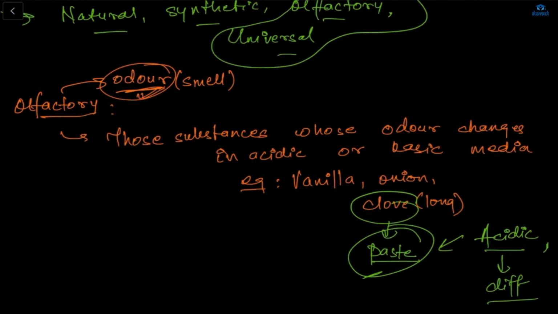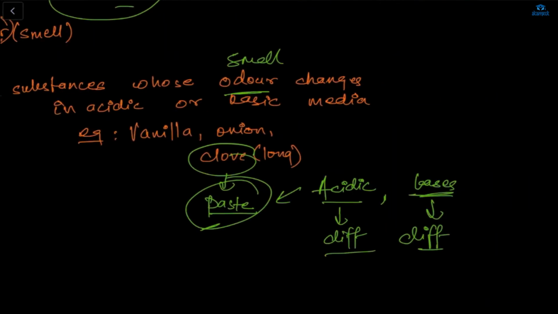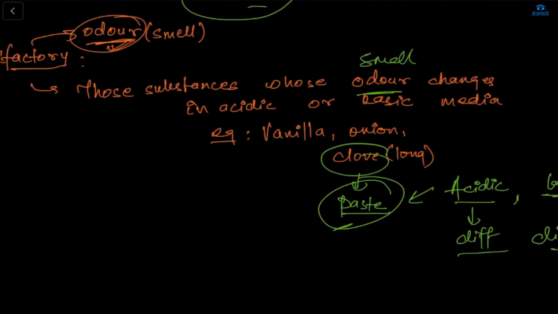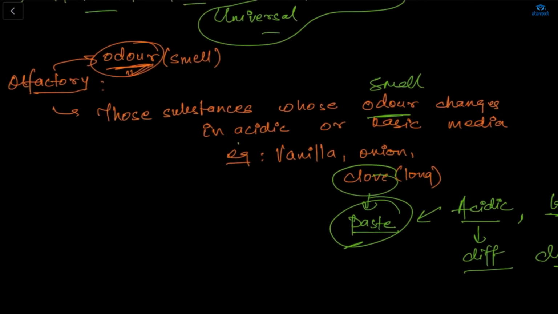Those substances whose smell changes, like here my clove paste smell is changing if we add acid to it or if we add bases to it. Those substances whose smell changes in acidic or basic media. It means if we are adding the acidic or basic media to our clove, then what's happening?